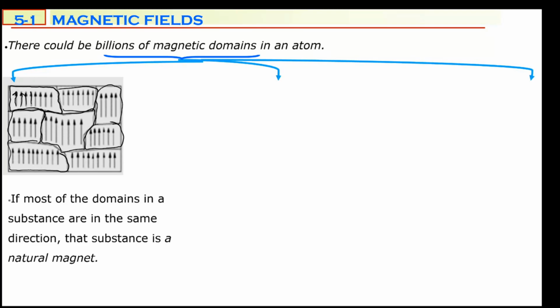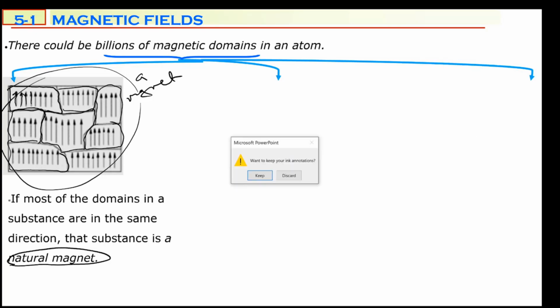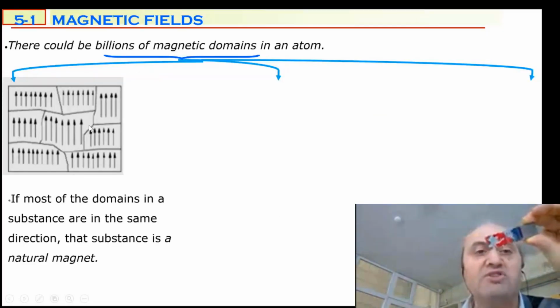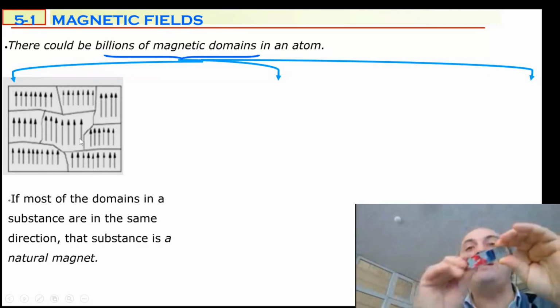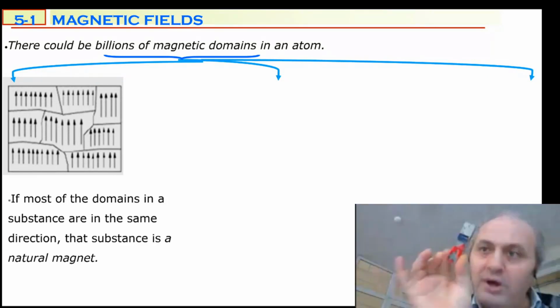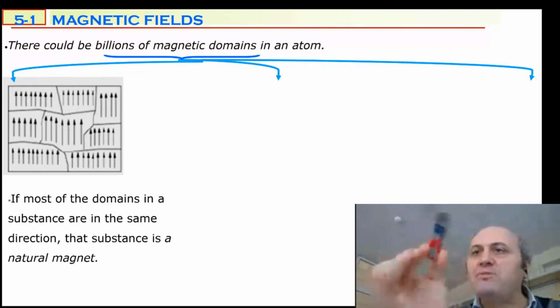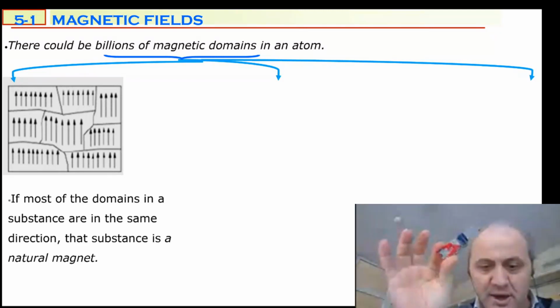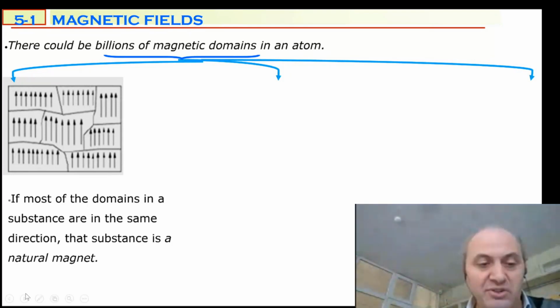If most of the domains in a substance are in the same direction, that substance is a natural magnet. That is, this substance as a whole is a magnet. Like this one, I have my own magnet in my hand. Most of these domains are in the same direction, just like this. So that's why it becomes a magnet, if the domains are in the same direction. So this substance becomes a natural magnet, which is in my hand. But not all substances are like this.